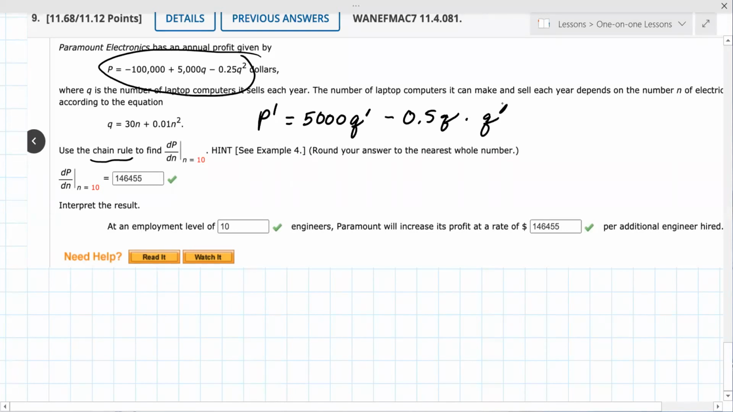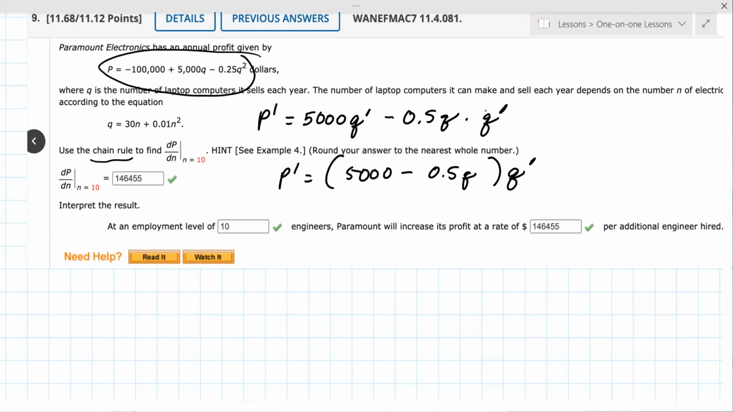Okay, so some students don't like that, so let me show you another way to look at it. You take the derivative of this as you always do. So another way to do this is, well, it's 5,000 minus 0.5 q, and then you take the whole thing and multiply it by q prime, which is the same thing as what I've got up above, but it's up to you how you want to look at it.